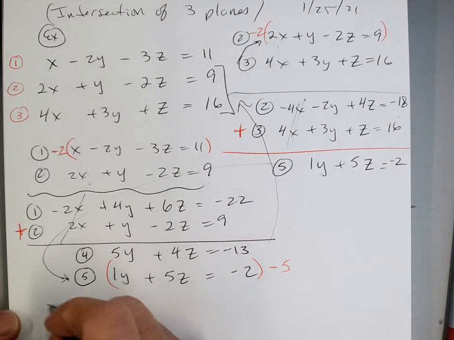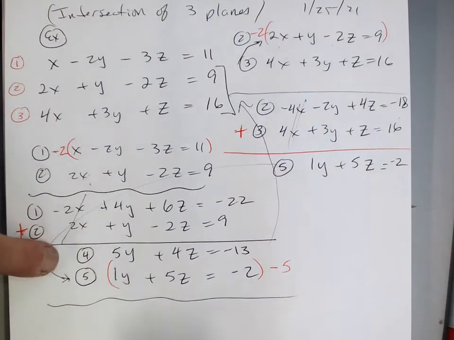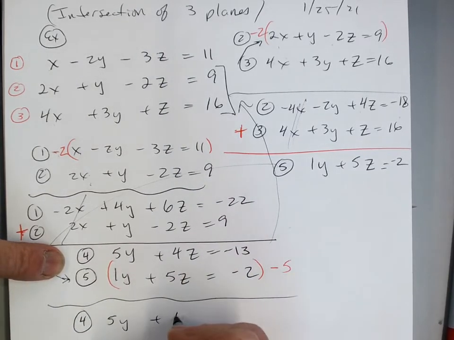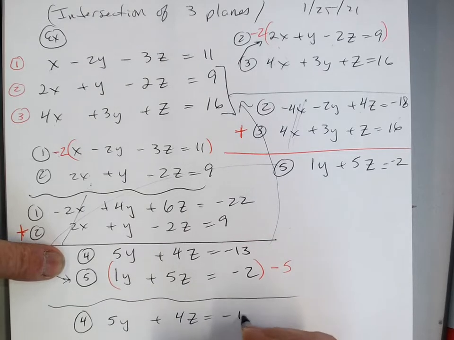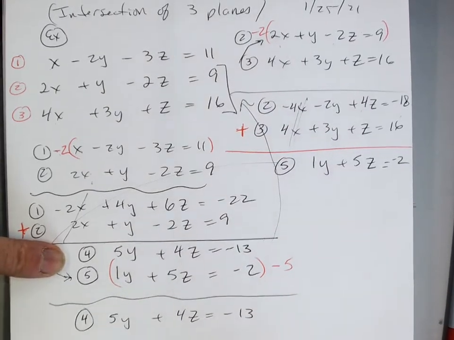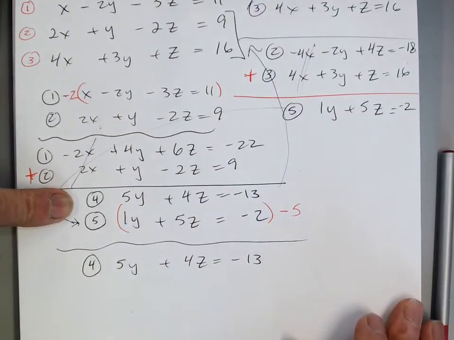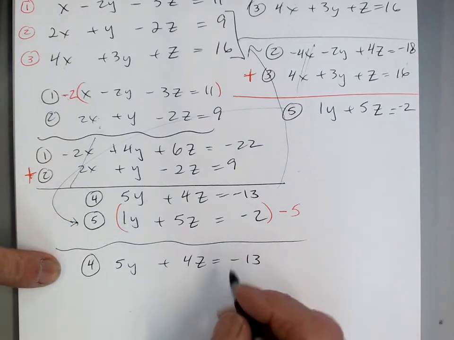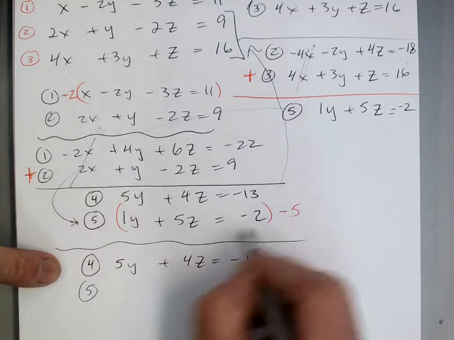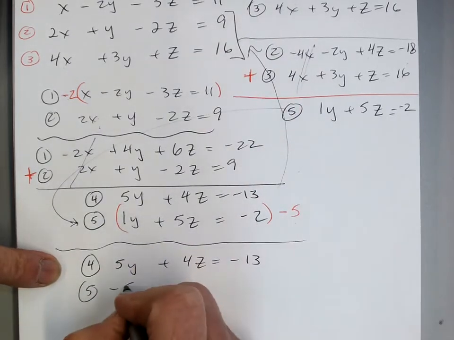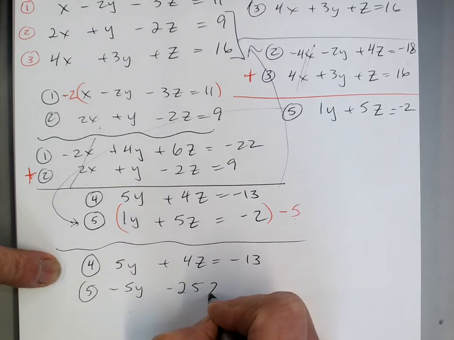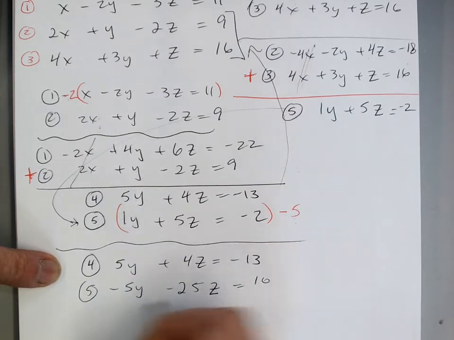And I'm going to rewrite equation 4 and 5. So equation 4, I'm going to keep the way it is because it'll cancel now. 5y plus 4z equals negative 13. If I get going too fast, you guys stop me because this problem's big, isn't it? And when I get done, I'll go back through the theory of it, okay? And equation 5 now becomes negative 5y minus 25z equals 10.